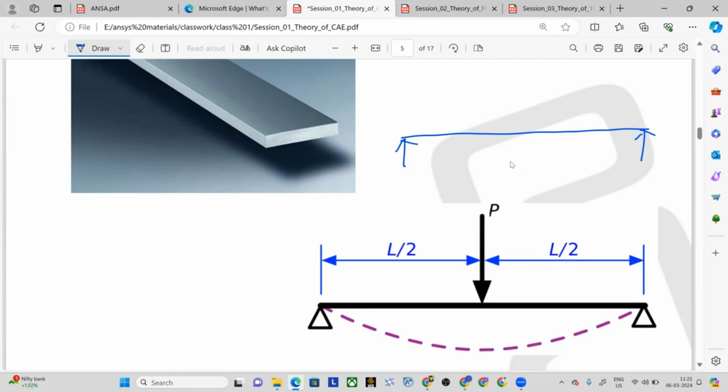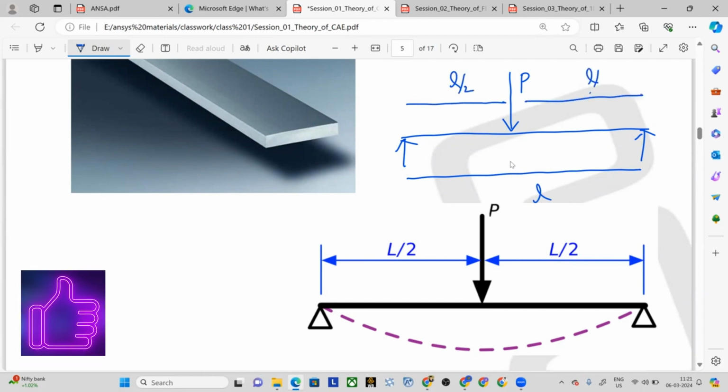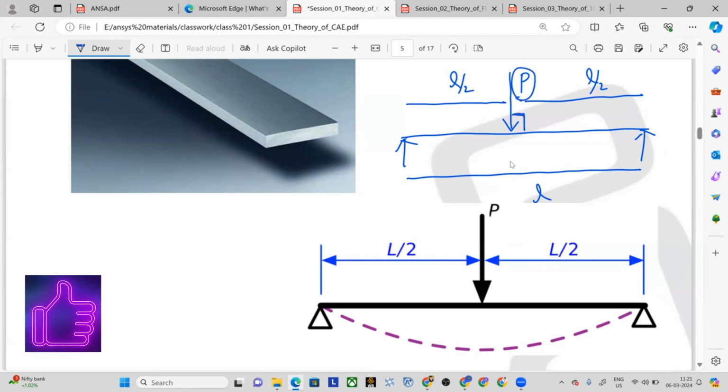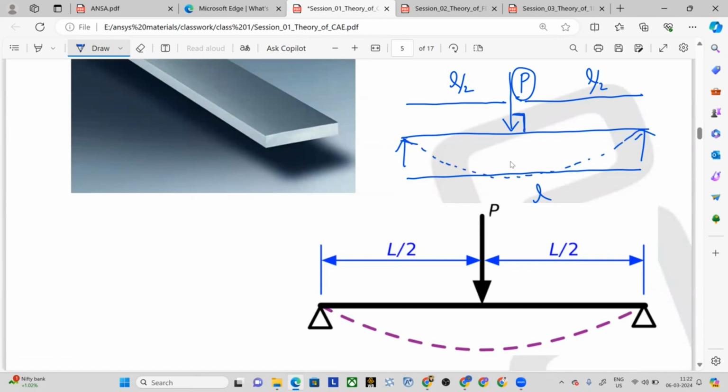And let's assume that there is a point load of value P acting on it, and let the length of the beam be L. This point load is exactly acting at the middle position, which is L by 2 from both the ends. Okay, now you know that because of this transverse load, in the sense it is acting 90 degrees to the axis of the beam, the beam is now going to bend. So I can say that the beam is subjected to bending stress, sigma B.